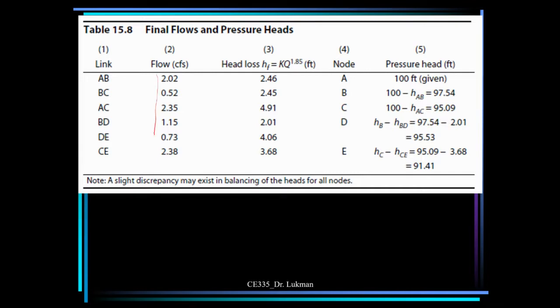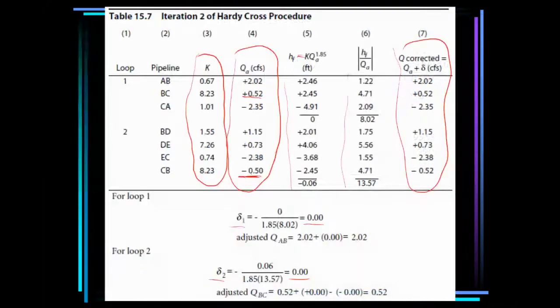So we have the flow rates in each pipe based on the second iteration, and the final head loss in each pipe based on the second iteration also. You can see here which one has the highest head loss. AC. AC has the highest head loss. Why does AC have the highest?